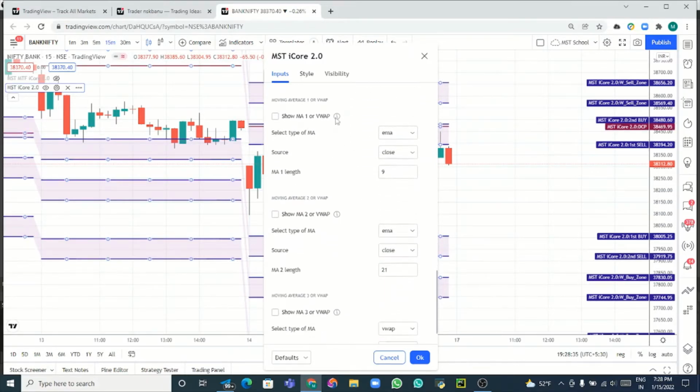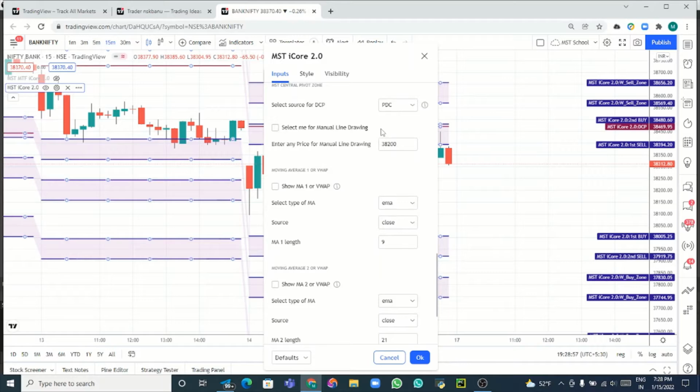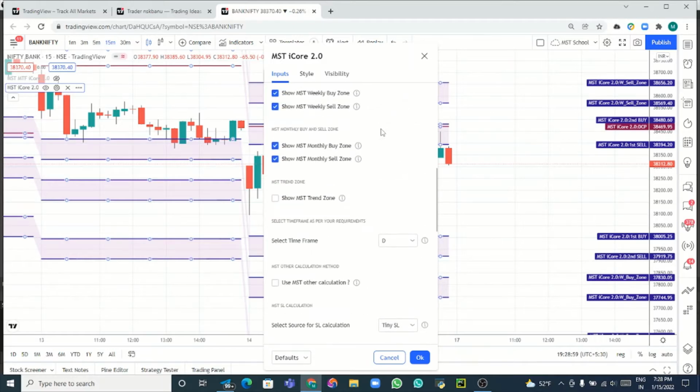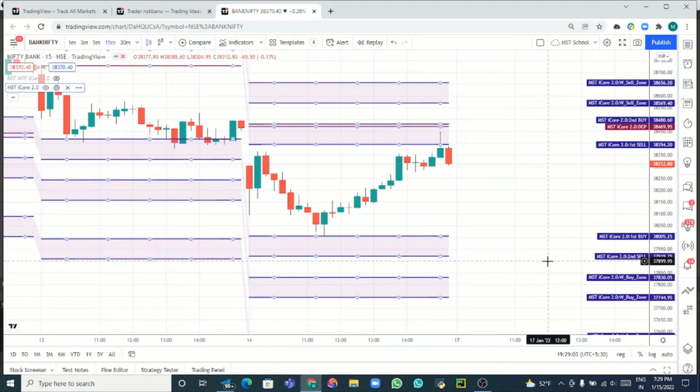Then we have given 3 moving averages along with the VWAP. If you want, you can use simple moving average, SMA, EMA, Hull moving average, WMA, SWMA, VWMA, and VWAP. Whichever you want, you can use. The same thing we have copied 3 times, so you can use a combination of 3 moving averages along with the VWAP. These are the contents we have in our indicator as of now.